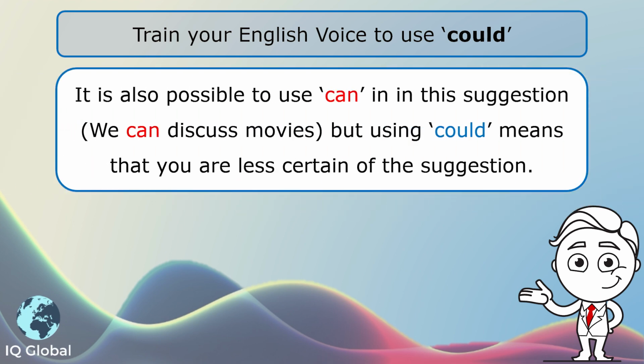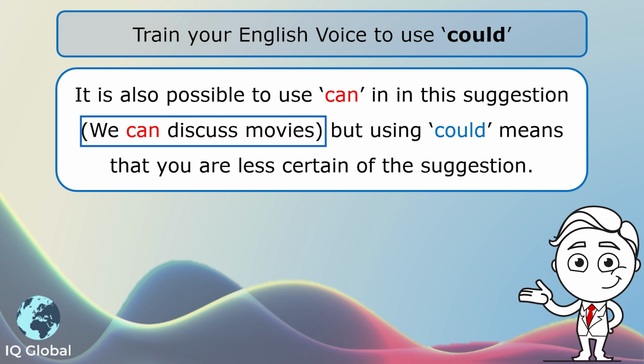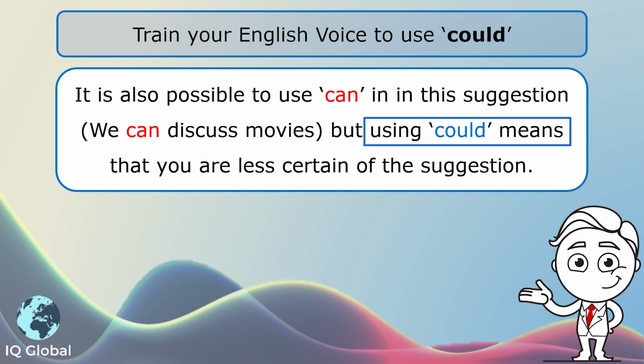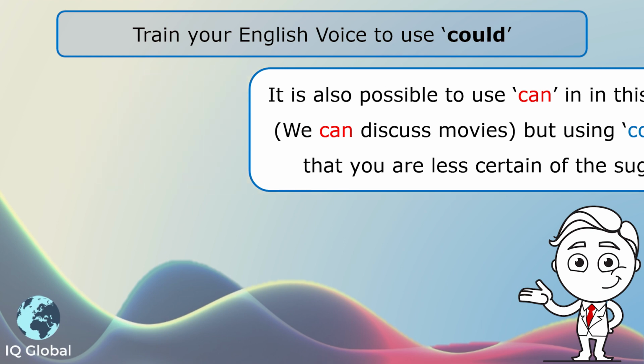It is also possible to use can in this suggestion. We can discuss movies, but using could means that you are less certain of the suggestion. So you are not 100% sure of your suggestion. That is why you use the word could. It is just a possibility.